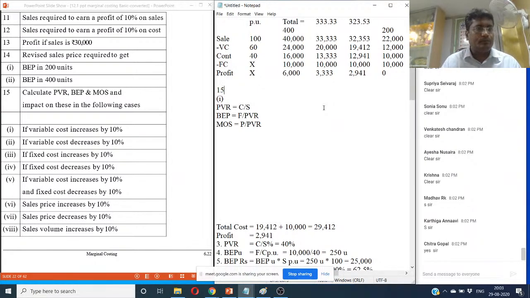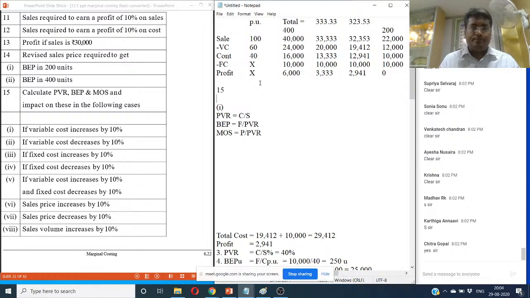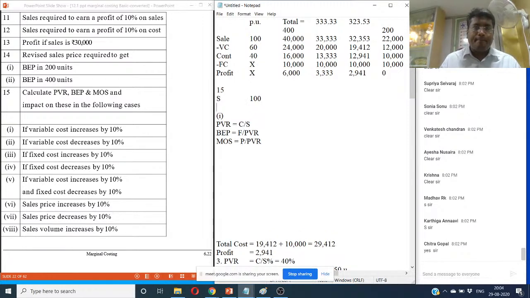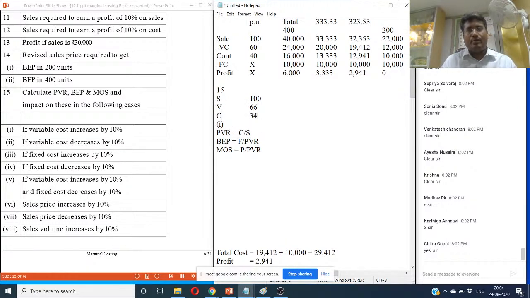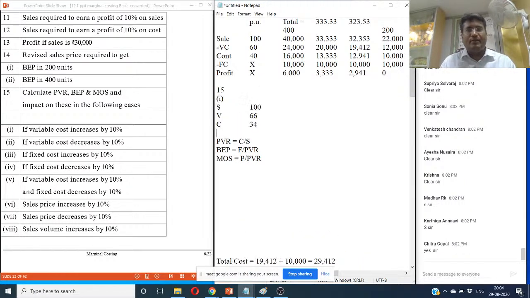After that it will come easily for you. If variable cost increases by 10%, the variable cost of 60 changes to 66. 10% will be increased: 60 plus 6, 66 will be the revised variable cost. So what happens then in the case of revision of the variable cost? Sales being 100, variable cost being 66, contribution being 34. This is the revised case. Using this revised information, you have to work it out. That's all. It's very simple.